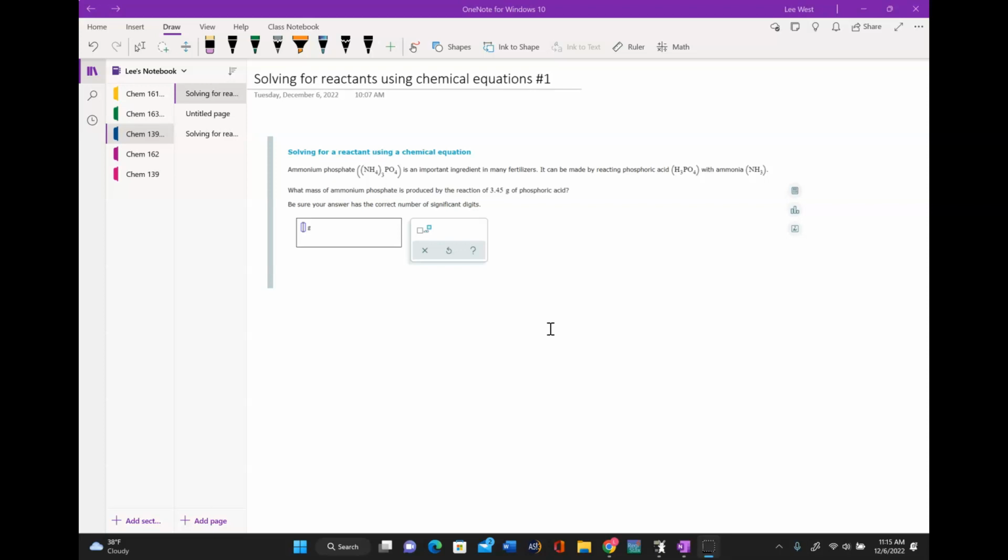So the key thing when you're starting with these problems is to identify what are the reactants and the products, and then to get a balanced equation. You need that before you can get going, because we're going to need this thing called the mole ratio.